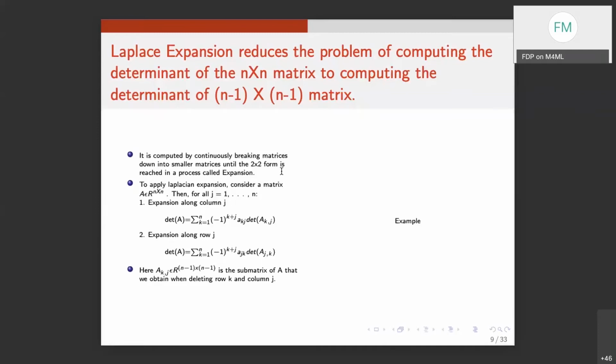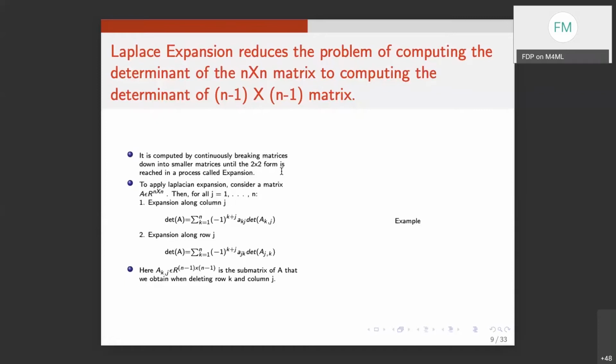Similarly, along the rows, if you are applying a row Laplace expansion, the determinant of A is equal to the sum from k equal to 1 to n of minus 1 to the power of k plus j, a jk into determinant of A jk, right? So here, if you notice, A kj belongs to R to the power of n minus 1 cross n minus 1. Basically, it is the submatrix of A that we obtain when deleting row k and column j.